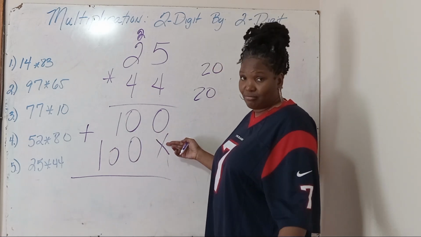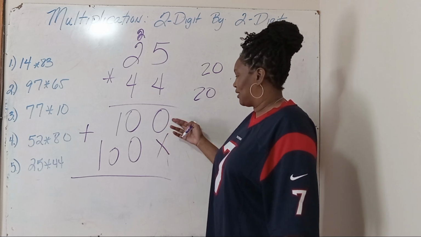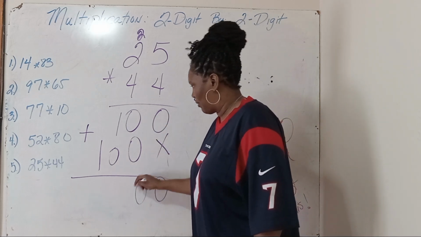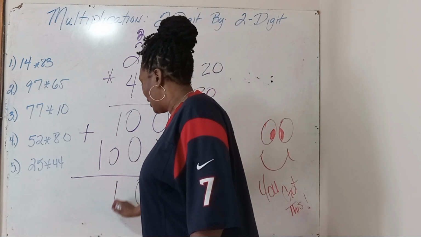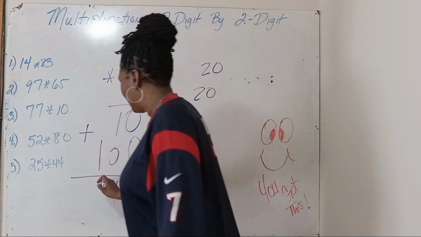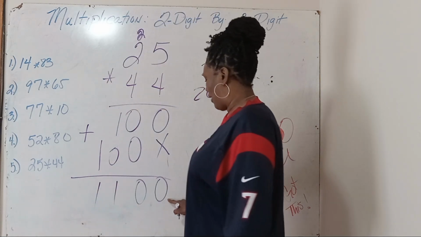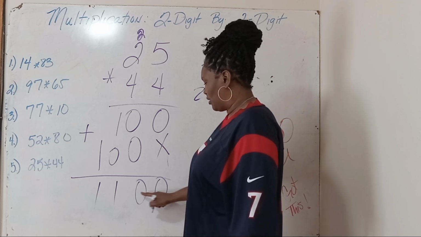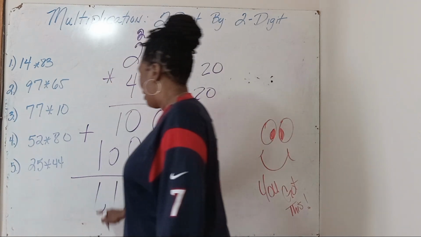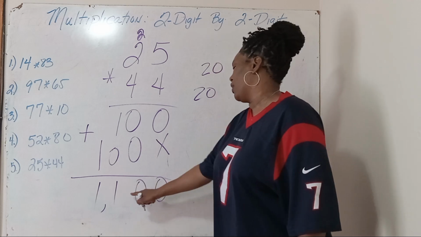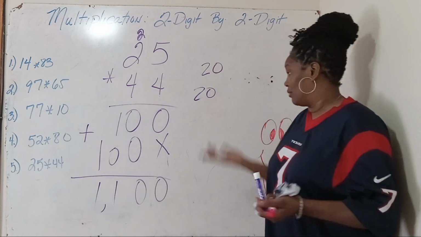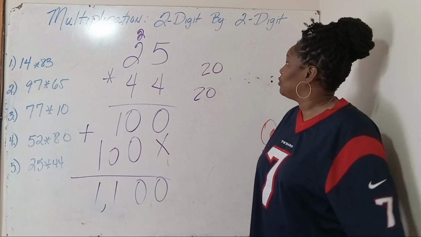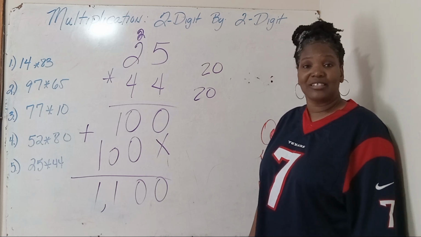Remember, the X means 0. So 0 plus 0 is 0. 0 plus 0 is 0. 1 plus 0 is 1. 1 plus nothing is 1. I'm going to go right here behind this number, and I'm going to count: 1, 2, 3, put my comma. My answer is 1,100. That's our answer. That's multiplying 2 digits by 2 digits.